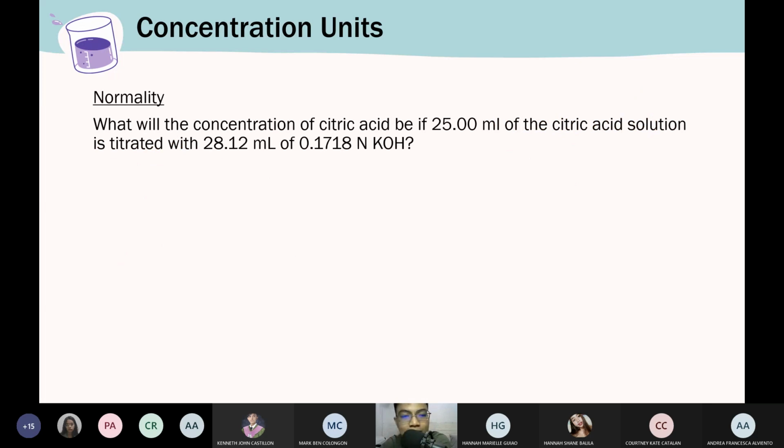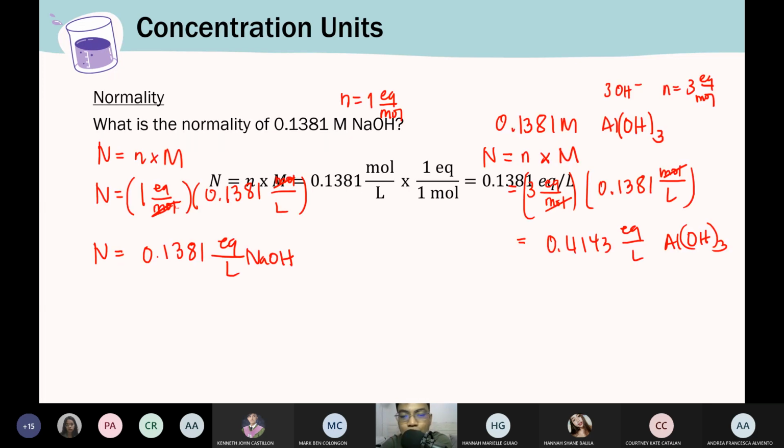Ito, skip natin to ha. Kasi ito ay dilution problem eh. So, yan. So, basically, that is normality. Any question or clear pa naman?